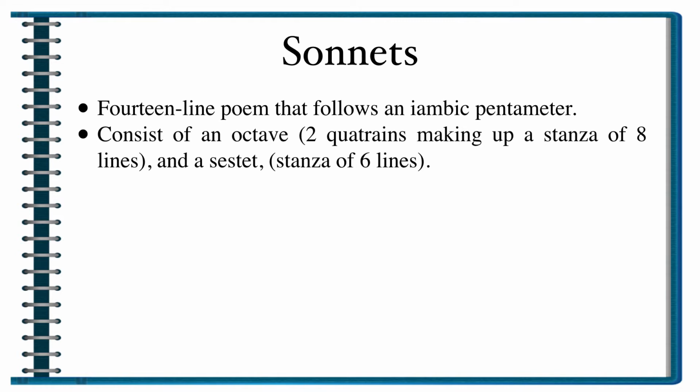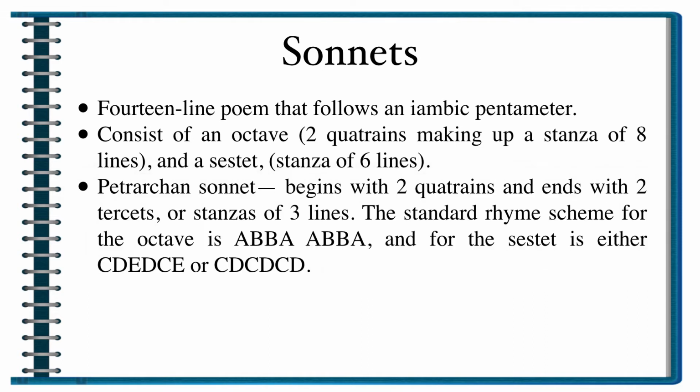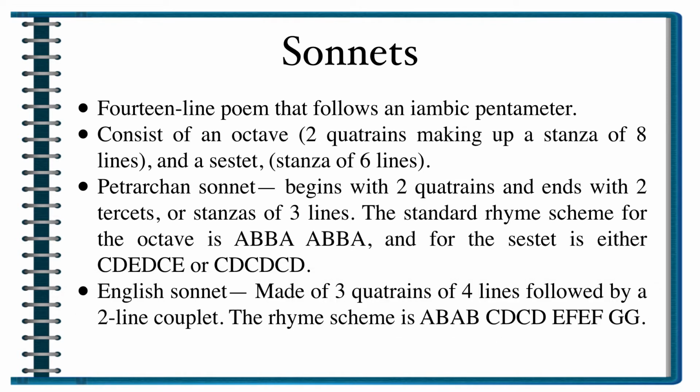A sonnet itself has different types. It was popularized by Francesco Petrarch, and the original form of the Italian sonnet is therefore known as the Petrarchan sonnet. The poem begins with 2 quatrains and ends with 2 tercets, or a stanza of 3 lines. The standard rhyme scheme for the octave is ABBA, ABBA, and for the sestet is either CDE, DCE, or CDC, DCD. A second type is the English sonnet.